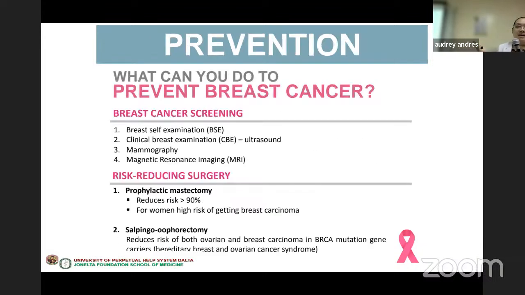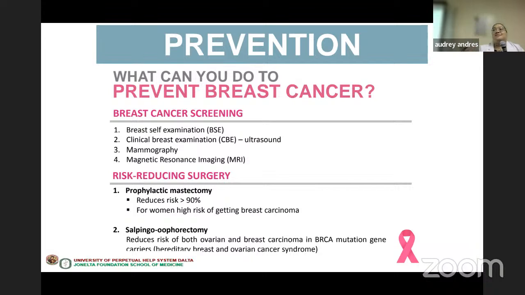How do you prevent? Of course, you do screening: breast self-examination by the individual. You do clinical breast examination or you do an ultrasound or mammography or MRI. If you see that you have risk or you already have starting lesions, you can do risk-reducing surgery. Or even if you don't have lesions yet, if your risk is high, you can do prophylactic mastectomy, like what Angelina Jolie did.